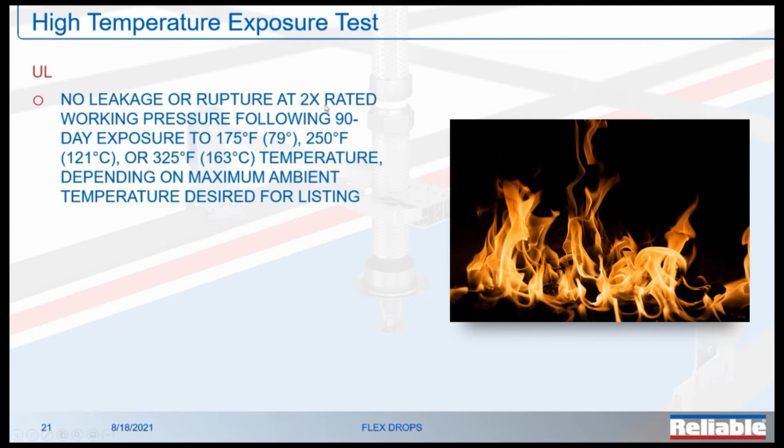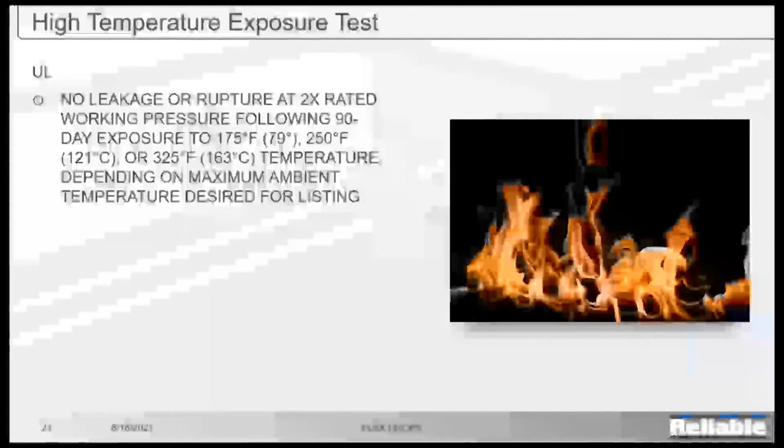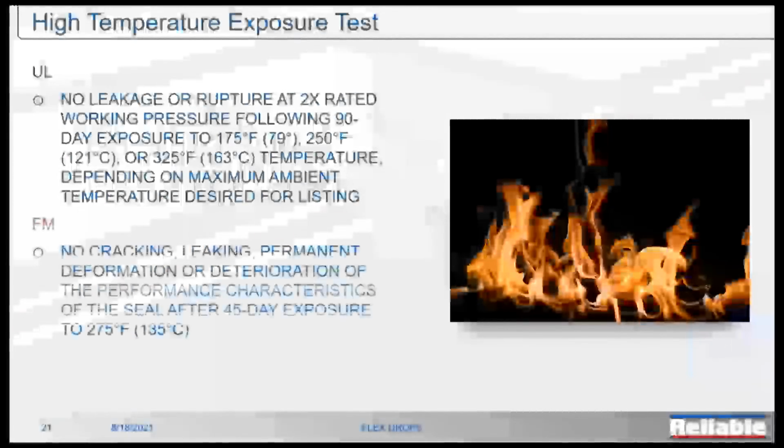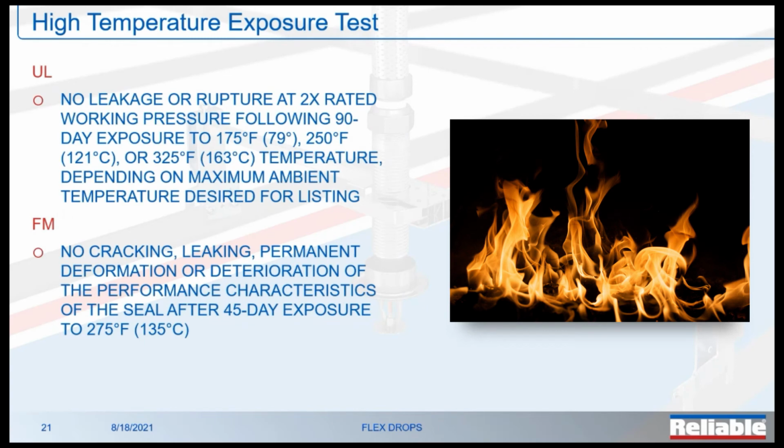So again, the high temperature test for UL, you tell them, or we would tell them, what temperature we anticipate this to be at. They're going to tell us at what temperature to expose this to for 90 days. We're going to put it in the oven and let it cook. And then at the end of that, we're going to have no leakage or rupture at 2 times the rated working pressure.